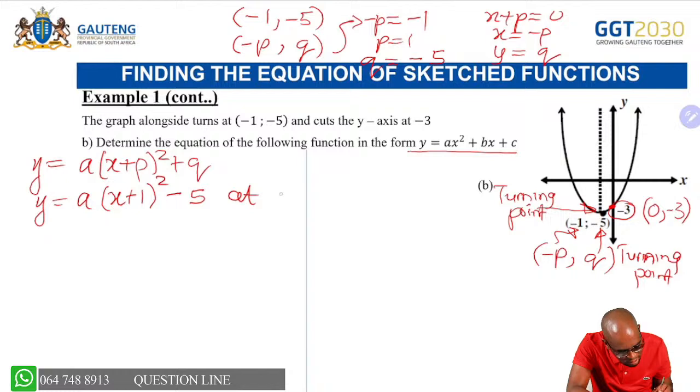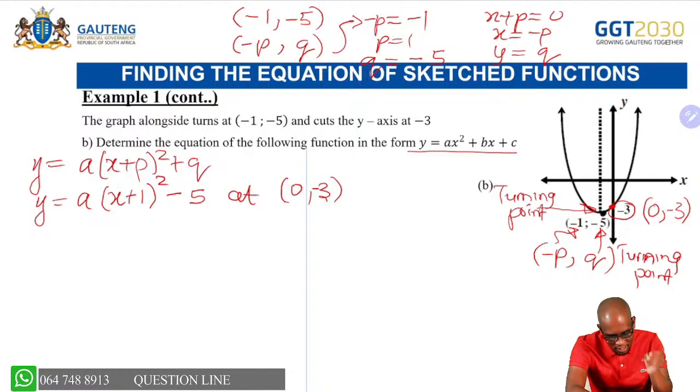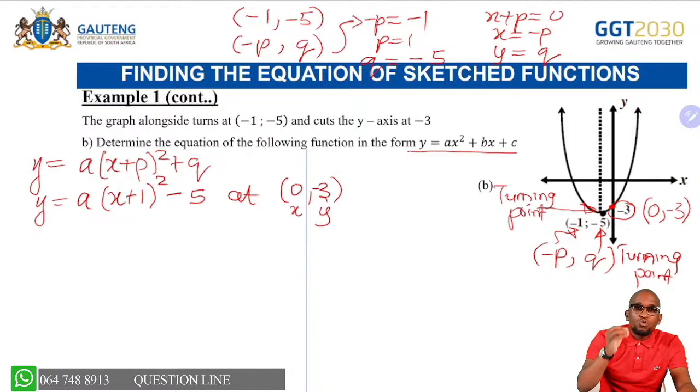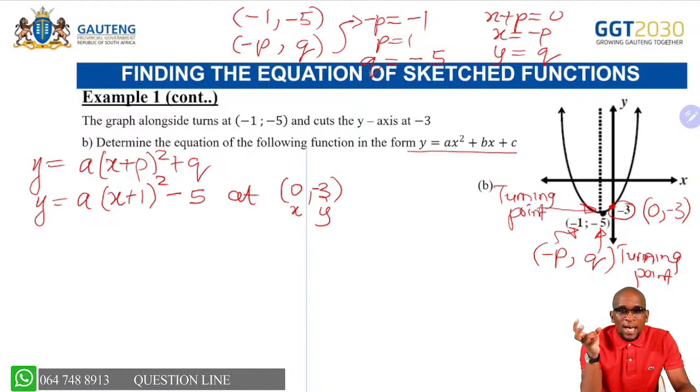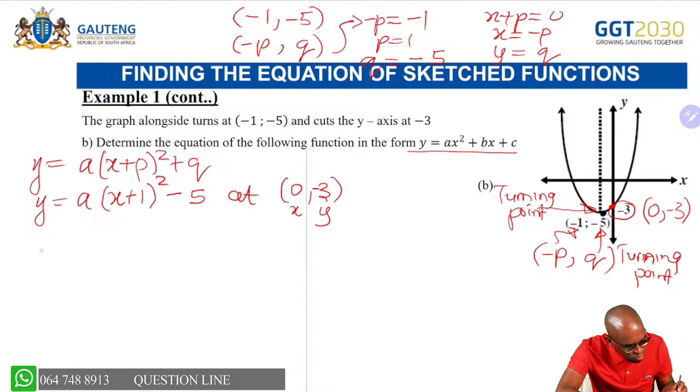But now I want this at the point 0, negative 3. So this is the additional point that I'm given: x is 0, y is negative 3. Remember, you should always have two things to be able to determine the equation. First, we had two x-intercepts and a point, and in this one we have a turning point and a point. So you change the form there. Now substitute the point 0 and negative 3: y is negative 3, x is 0, minus 5.